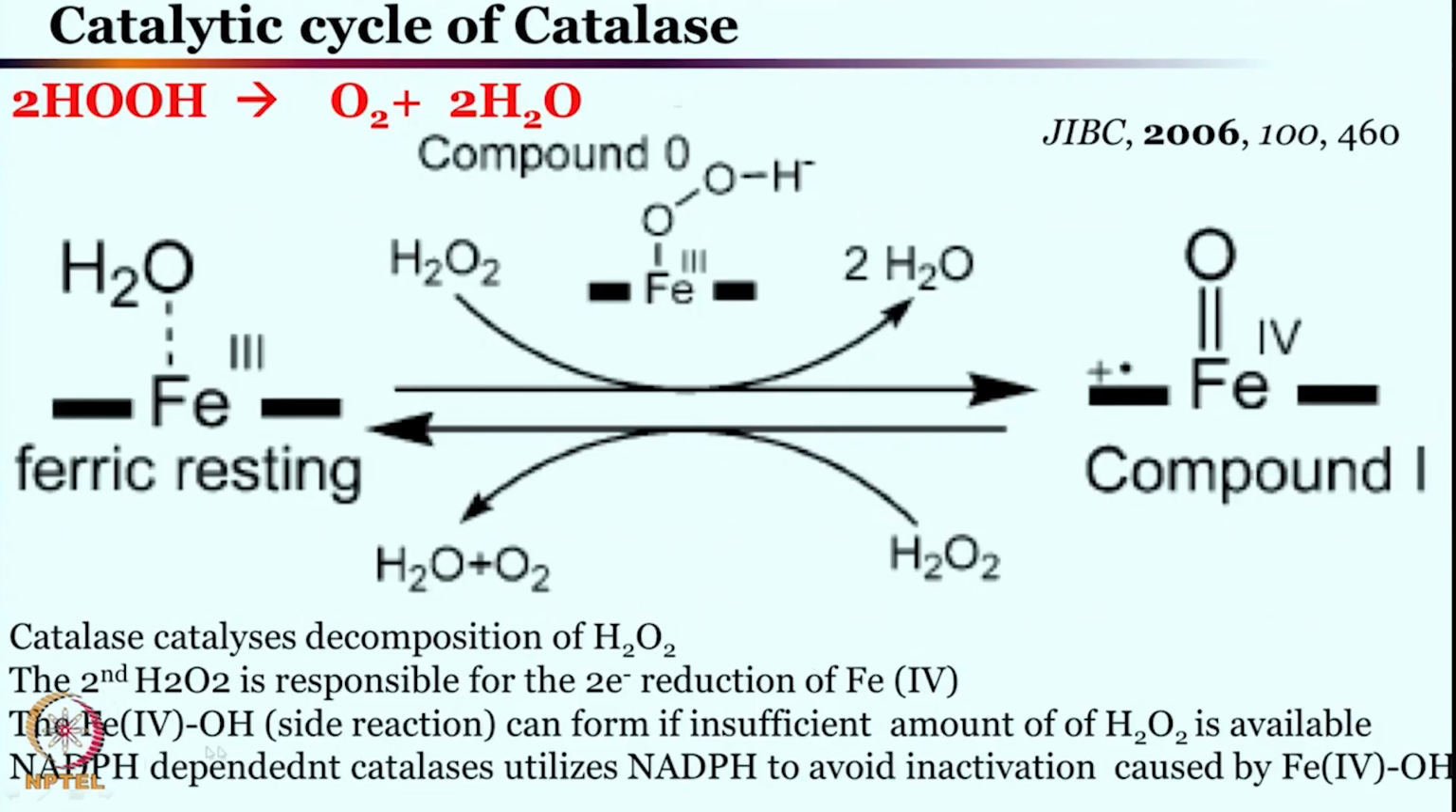And in a lot of cases, these catalase activities are dependent on NADPH. Those are called NADPH dependent catalases, which essentially ensure that the electron reduction or electron transfer to this site occurs without any trouble, even if there is a deficiency in the concentration or amount of hydrogen peroxide.